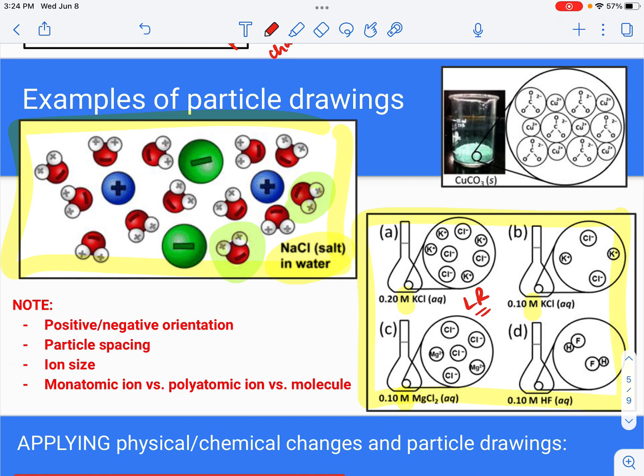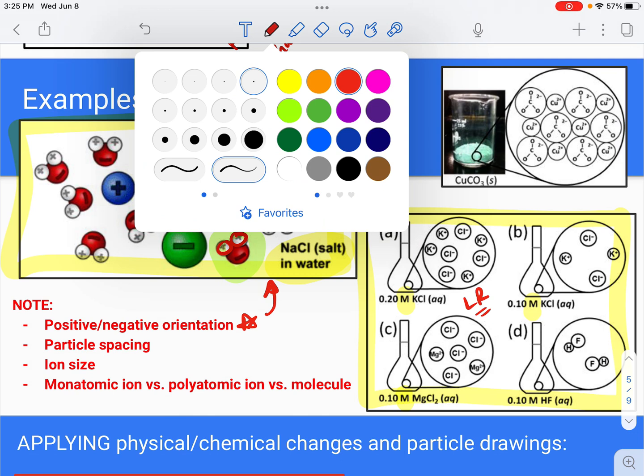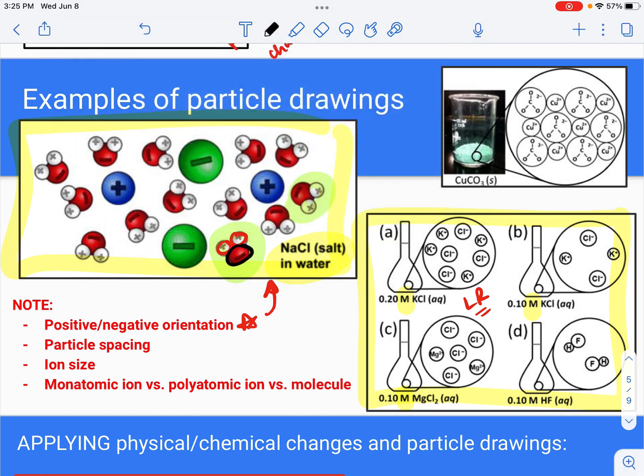Okay, so some things that I definitely want you to notice is that we have the positive negative orientation up here in this image. And you can see that the polarity of the water molecule makes the hydrogen ends, these ends, positive, and the oxygen end then is the negative end, right? So you want to make sure that if you have sodium ions and chloride ions, that your chloride ions, which are negative, and your sodium ions, which are positive, have been pulled apart and been attracted to the water molecules the way that they would be.